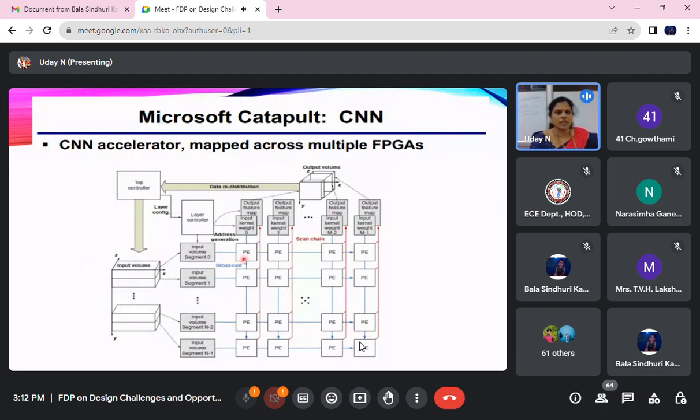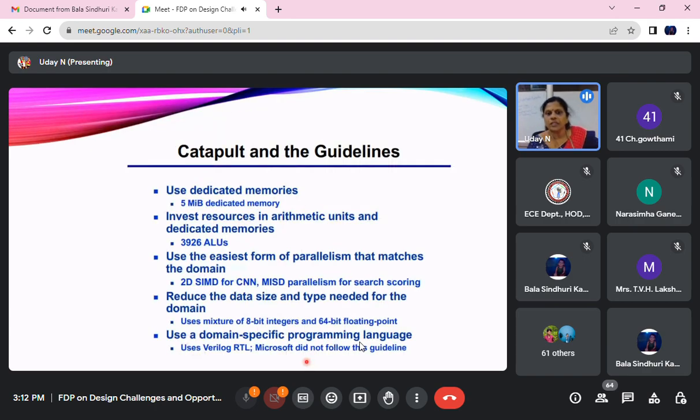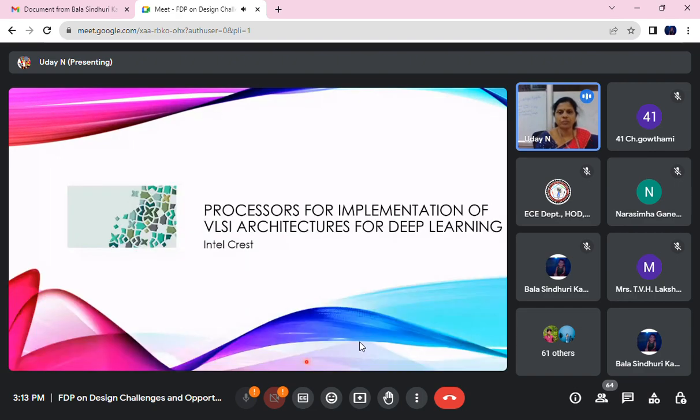And this is the detailed architecture of the Catapult. And how the Catapult is following the guidelines of DSA is it uses 5 million bits dedicated memory with 3296 ALUs, and parallelism is obtained from 2D SIMD for CNN and MISD parallelism for search scoring. And it uses a mixture of 8-bit and 64-bit floating point to reduce the data size. And as I told you, it uses Verilog RTL for implementation.